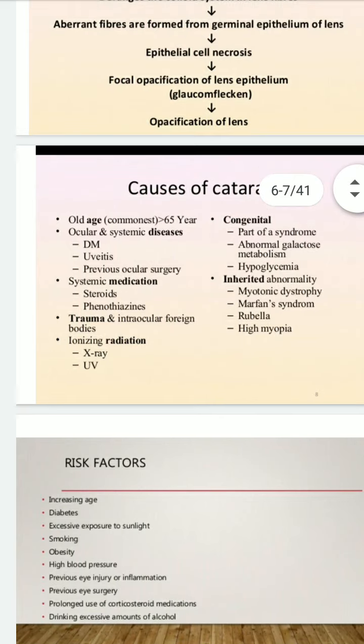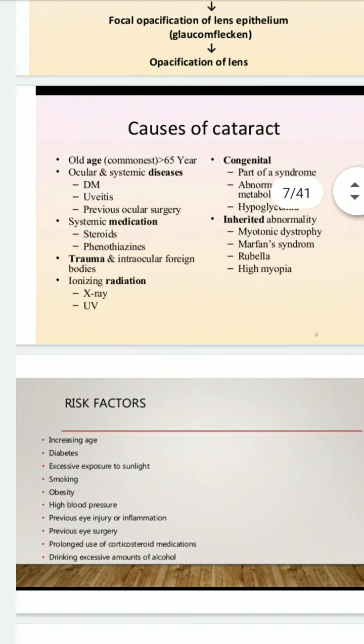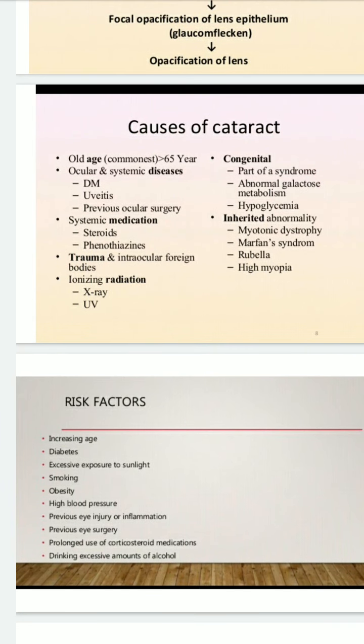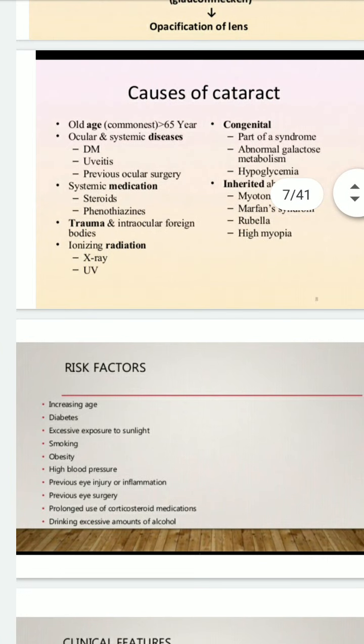The risk factors are increasing age, diabetes mellitus, excessive exposure to sunlight, smoking, obesity, high blood pressure, previous eye injury or inflammation, previous eye surgeries, then prolonged use of corticosteroids, drinking excessive amounts of alcohol. These all are the main risk factors of the cataract.